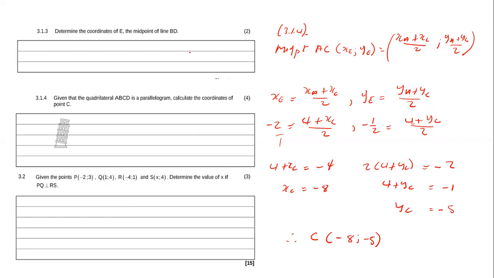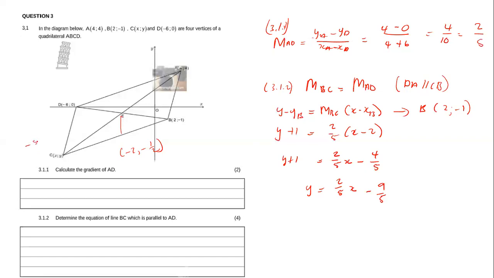Okay, I hope that was clear. Here we have negative 8, negative 5. That is C.